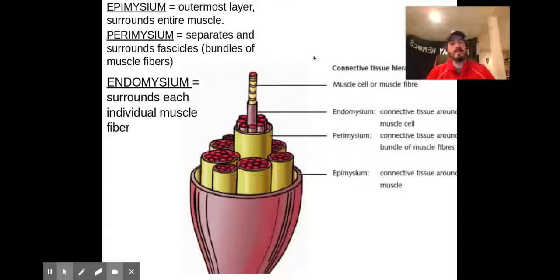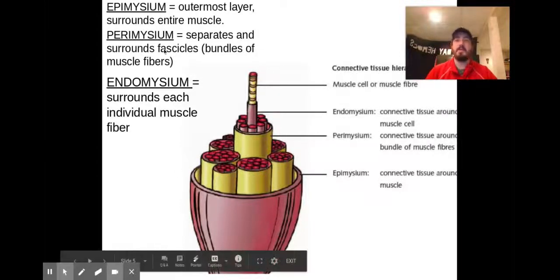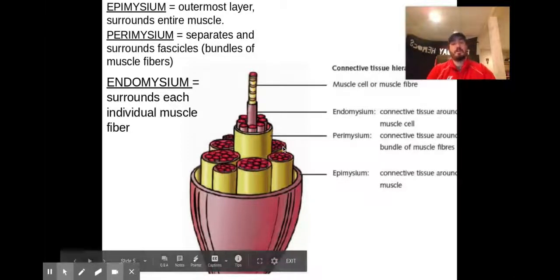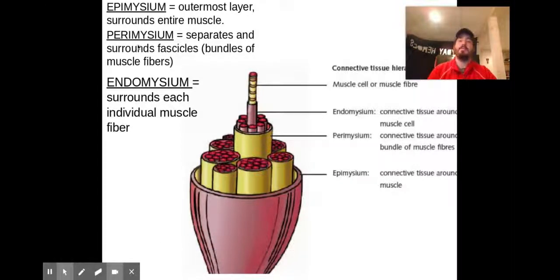So again, getting deeper into these. Okay. So we have a muscle here, right? And going from outer to innermost layer, the epimysium is the outermost layer. It surrounds the entire muscle. So if this is like your bicep here, right, this outer pink layer is the connective tissue that surrounds the muscle. Okay, so epimysium.